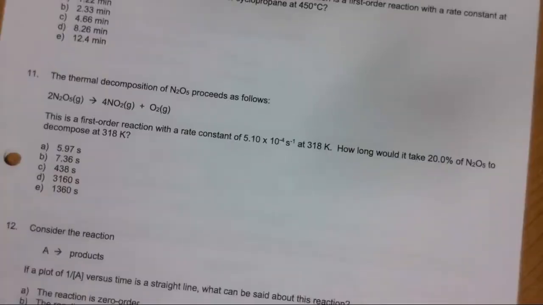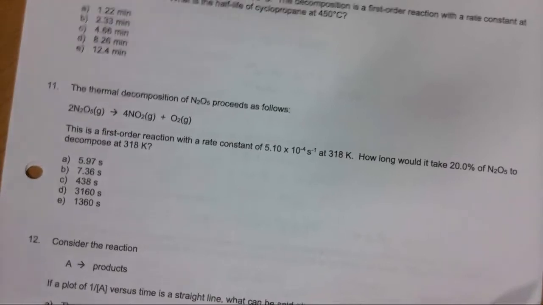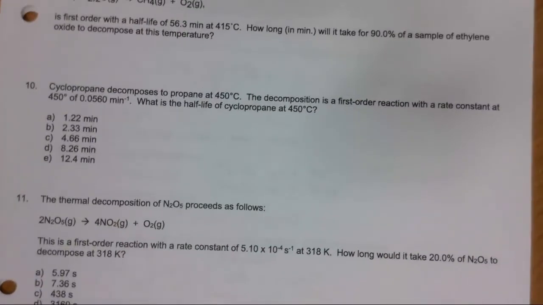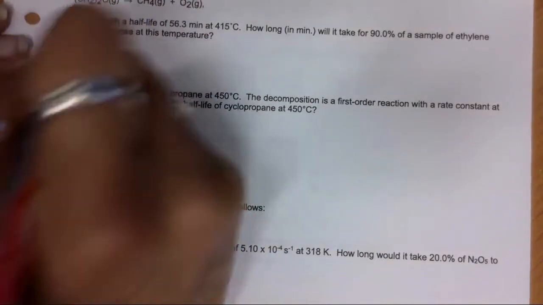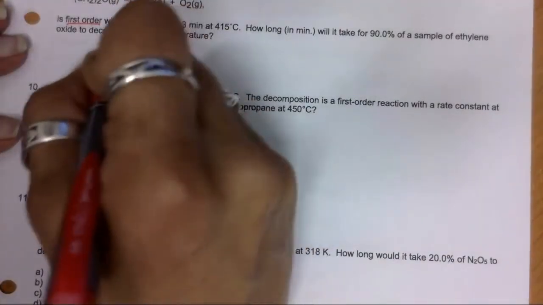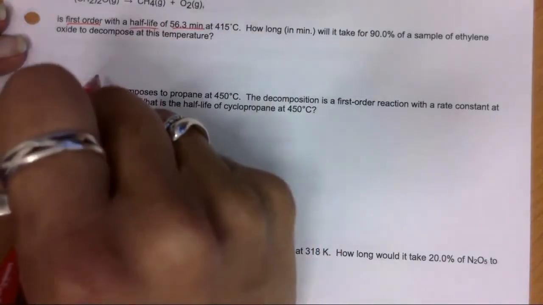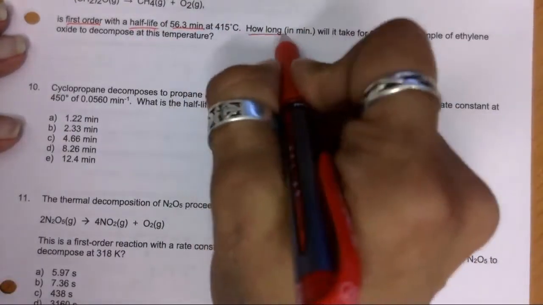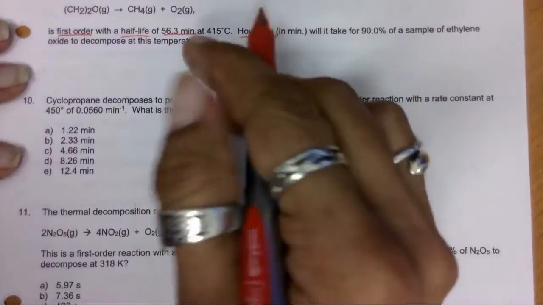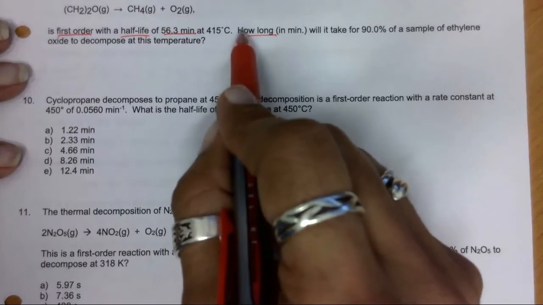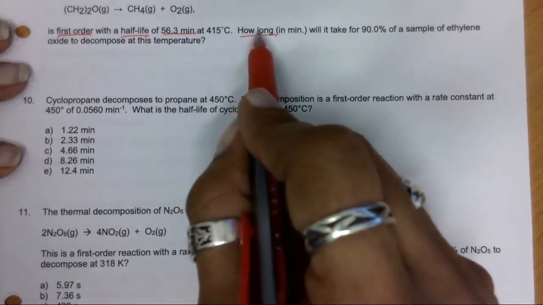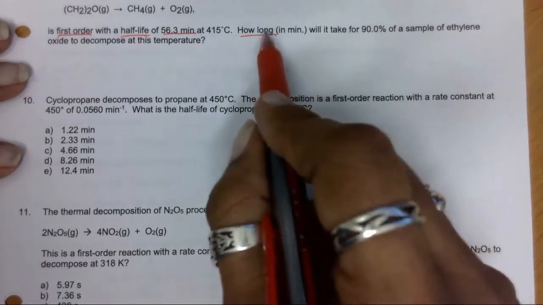The decomposition of ethylene oxide, we're given that reaction. It says it's first order, and we're given something important, a half-life. Look at that, we're also given time. If you're asked about time, you're going to have to use an integrated rate law, because the integrated rate laws are the only ones that have time that's not hidden in the denominator somewhere. You can actually solve for time.